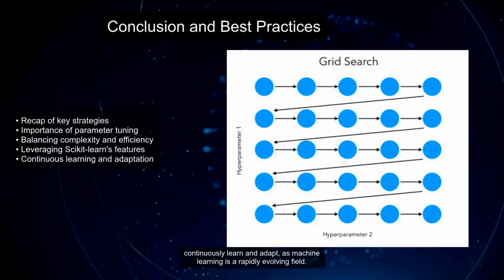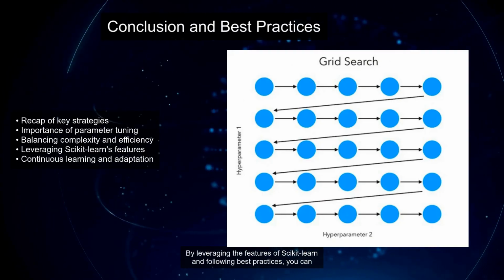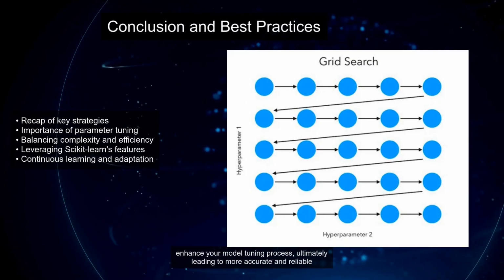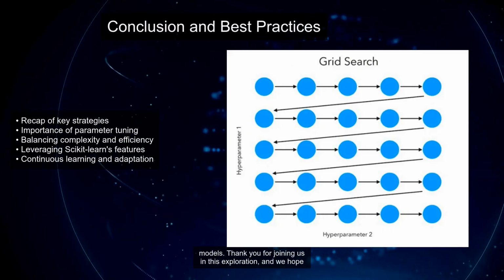It's important to continuously learn and adapt, as machine learning is a rapidly evolving field. By leveraging the features of Scikit-learn and following best practices, you can enhance your model tuning process, ultimately leading to more accurate and reliable models.